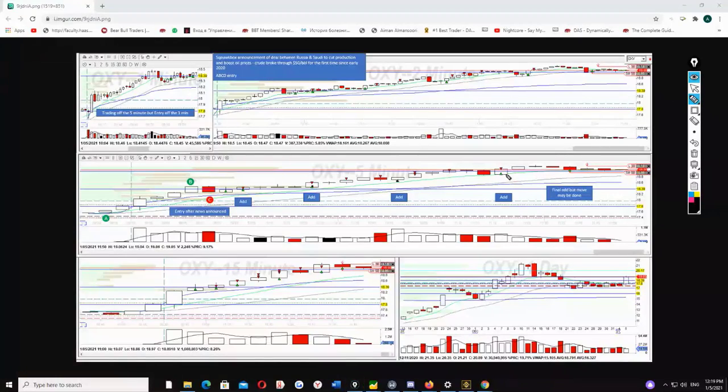Always adding on the pullback. You could always add on the way up. I'm not saying that's wrong. I also do that sometimes. I add on the way up, but it's safer to add on the pullback just to keep your average lower. If you add right here, your average could be somewhere right here. But if you add right here, your average will be somewhere down there.